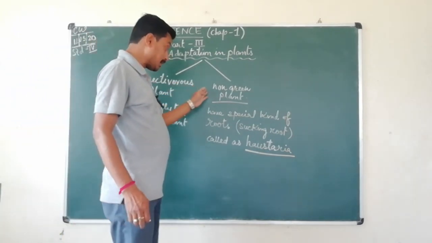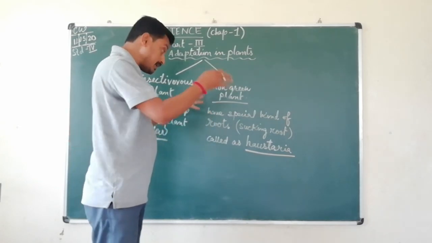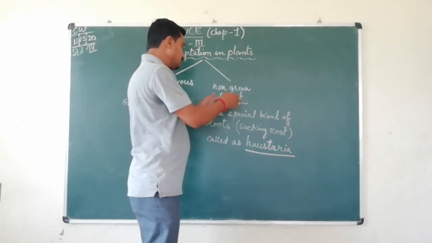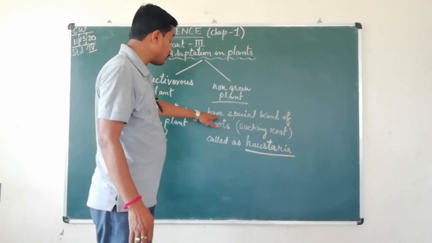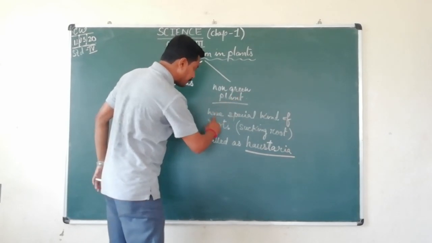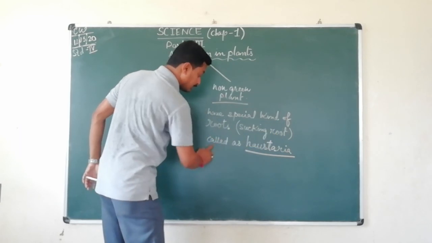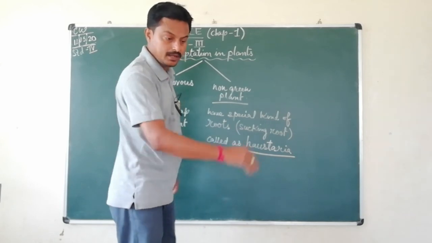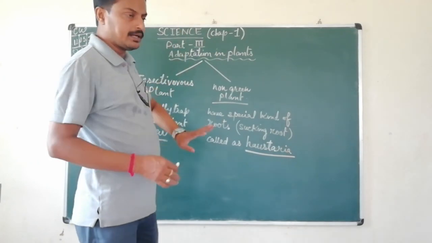They have adapted themselves in such a way that with the help of special features of adaptation, they may survive in the habitats where they grow. How have they adapted? They have adapted by developing a special kind of roots. Those roots are called sucking roots, and scientifically they are called haustoria. In this way, they extract food from other living organisms, fulfill their requirement, and survive.